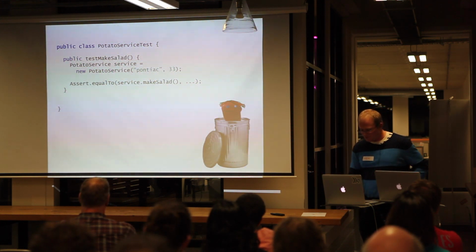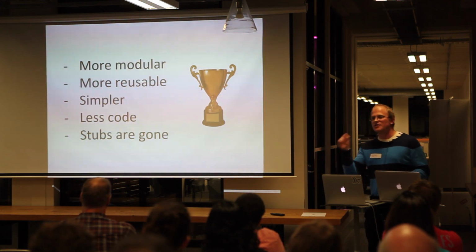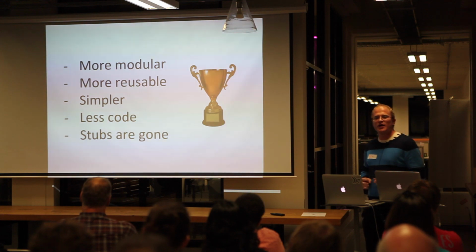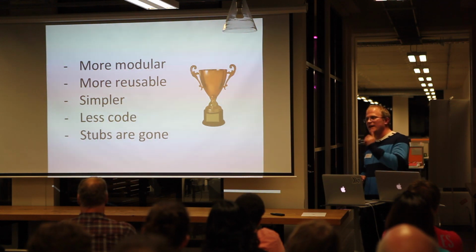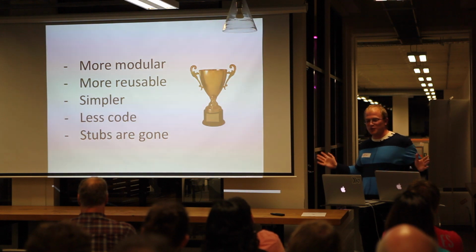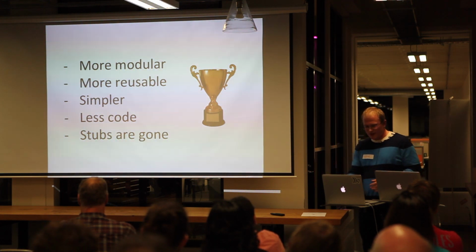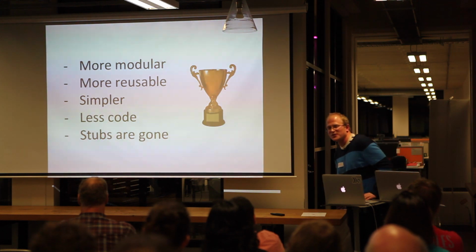Very good. So what have we bought ourselves here? We've written code, we've seen the fact that we were tempted to use a stub, and we've said, well, that flags that our code could have been more modular, more reusable, simpler, with less code, and then we get rid of the stubs. And that's what we did. That's a win, I think. Any comments or questions on that one before I move on?